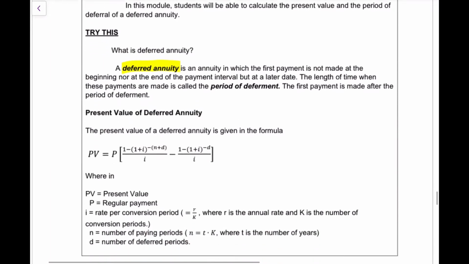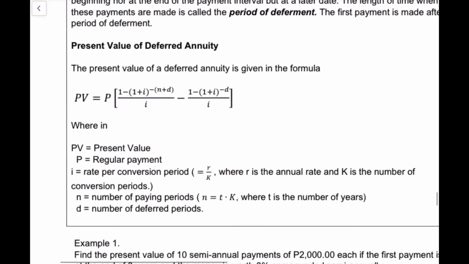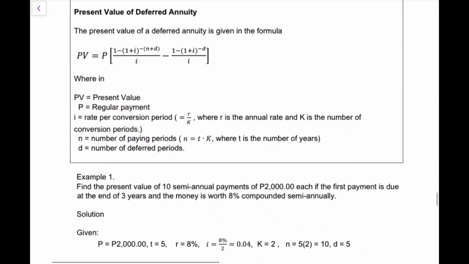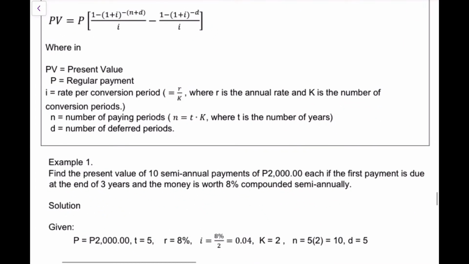So let's take a look. We have here the formula for the present value of a deferred annuity. Of course, we can only picture this formula if we have a particular, real life situation. So let's have this first problem. Find the present value of 10 semi-annual payments of 2,000 pesos each if the first payment is due at the end of 3 years and the money is worth 8% compounded semi-annually.